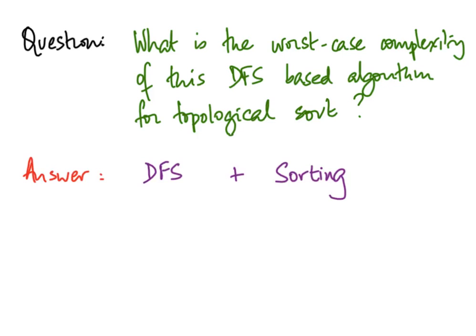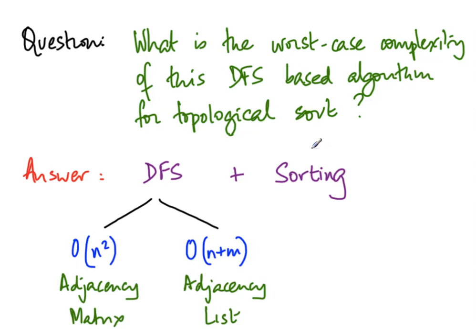So clearly there are two phases in the algorithm. We have to do a DFS and we have to sort the vertices in reverse order of their exit numbers based on the DFS. So we've already seen that the complexity of DFS depends on the representation of the graph that we use. If we use an adjacency matrix, then DFS takes order n squared time. On the other hand, if we use an adjacency list, it takes time order n plus m, and so this is better if we have a small number of edges.